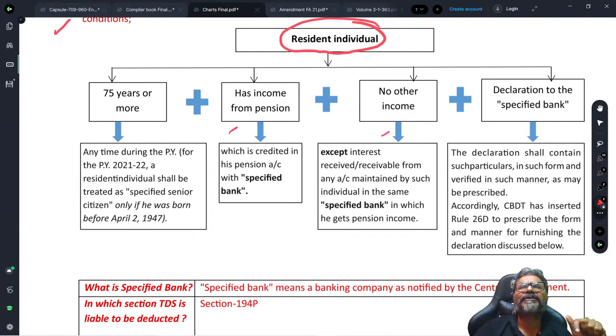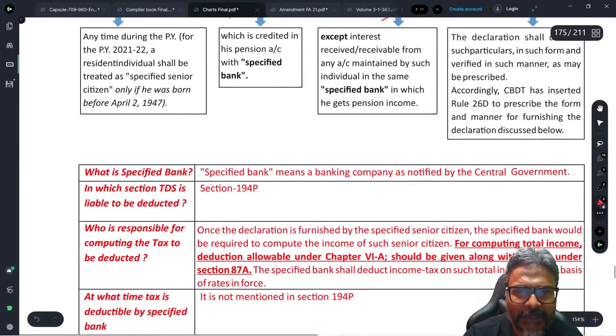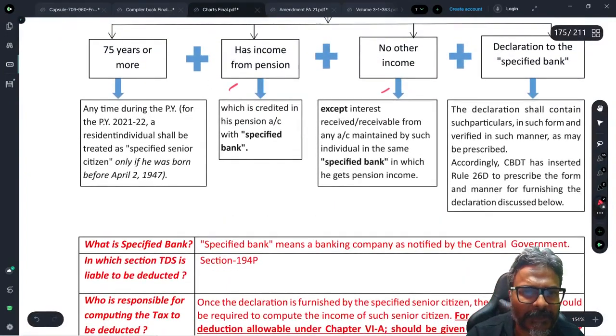So coming back, students, what will happen with this person? The bank will be under the obligation to compute what would be the tax liability of this senior citizen, age 75 years or above, in the previous year 21-22. They will be the ones computing the total income tax liability, and thereafter they will be filing the return. Students, this is what they will be dealing with, and this is what would be required to be done.